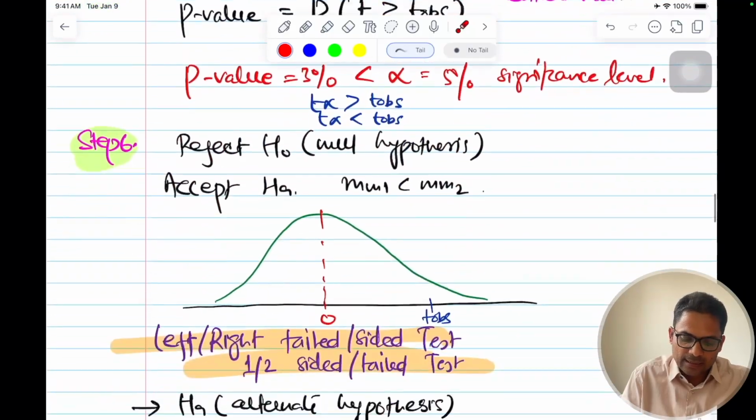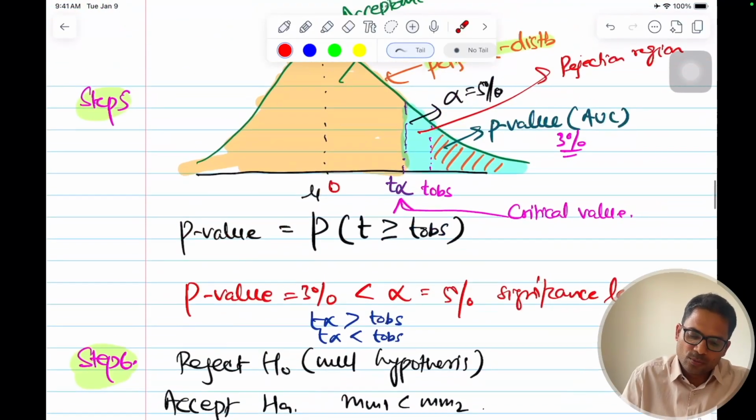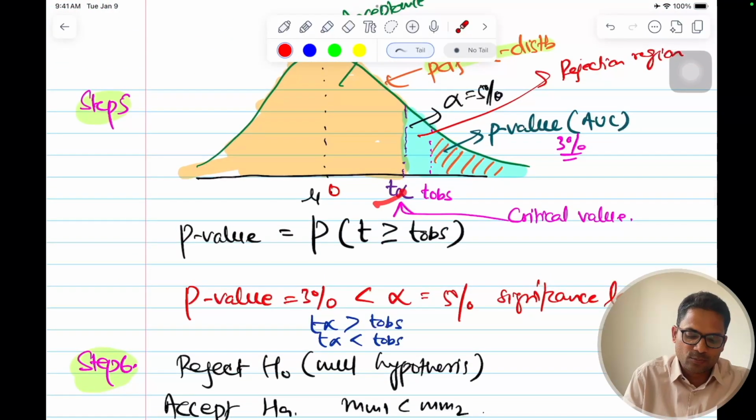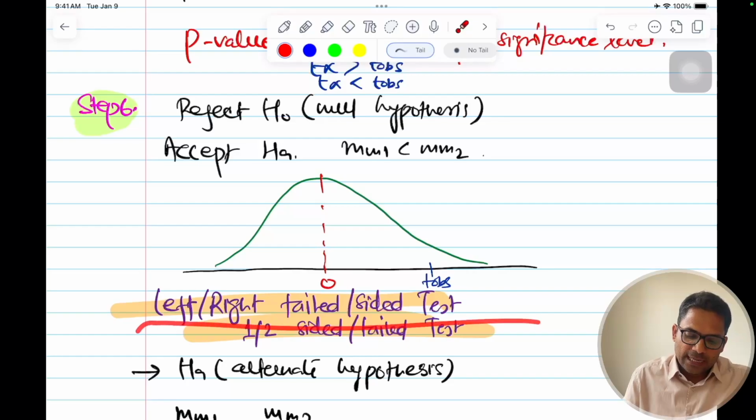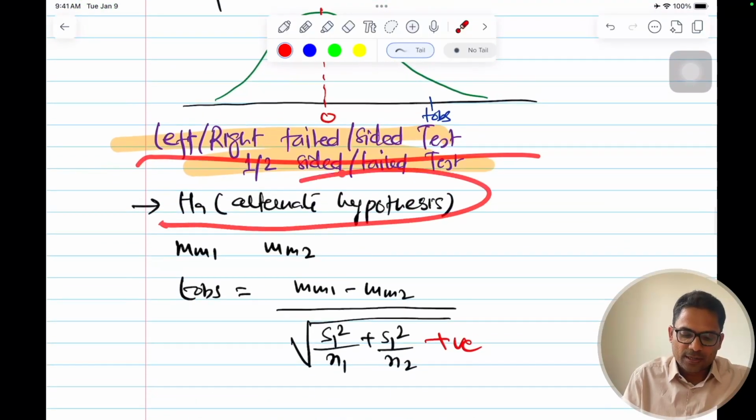hypothesis in this case. Then we saw that the value for which the area is more than the significance level is your critical value. This is your t alpha. Okay, and then we saw left-tailed and right-tailed tests. That is on the basis of the alternate hypothesis.